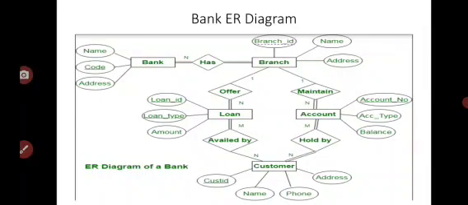Similarly, there are n number of customers in the bank, so they are going to avail n number of loans. The n number of customers can hold many accounts, such as one customer holding a savings account, another a deposit account, and a current account. Likewise, one single customer can hold many accounts. So that's all about the bank ER diagram.